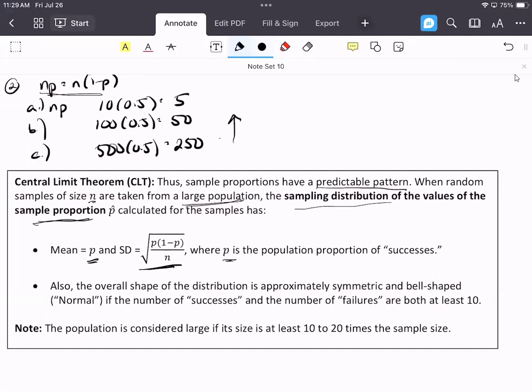Also, the overall shape of the distribution is approximately symmetric and bell-shaped, in other words, normal, if the number of successes and the number of failures both have to be at least 10. So we're going to need to check that as we go along if we're asked, can we use the central limit theorem to our advantage? The population is considered large if it's at least 10 to 20 times the sample size.